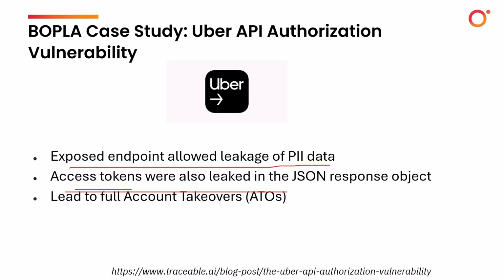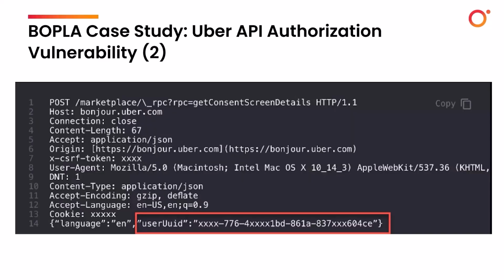Once an access token is exposed, it can lead to a full account takeover. Let's have a look. In this call, the user UUID was not being checked against who was currently logged in. So if the UUID of somebody else was exposed somewhere else in the application, you could substitute the one that was assigned in your account with somebody else's.